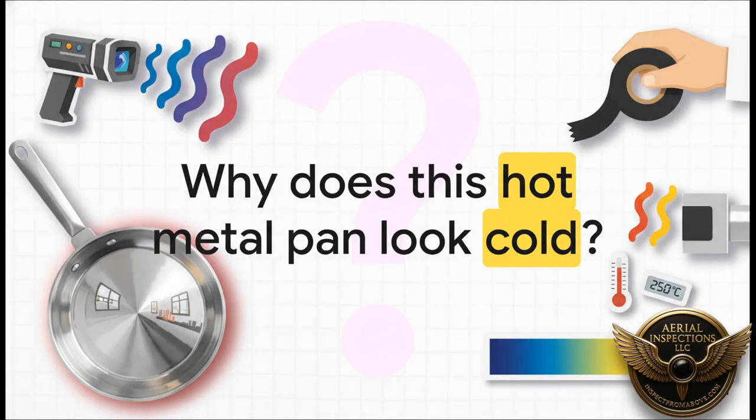So, take a look at this. We've got a hot pan here. It is clearly sizzling hot. But when you look at it through the thermal camera, that shiny surface, well, it looks cold. How is that possible? A hot object showing up as cold? I promise, this isn't a trick. It's actually a puzzle that reveals a deep truth about how these cameras really work. And it's something every single person who uses one has to understand.